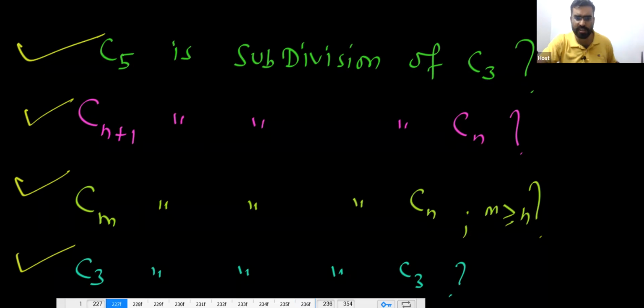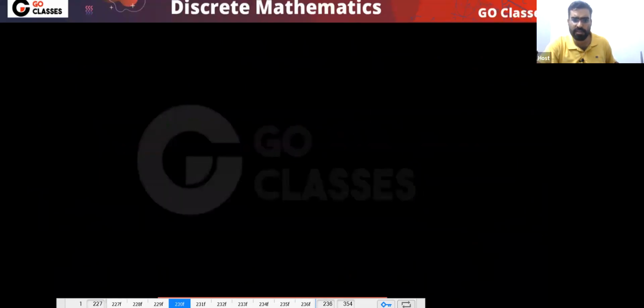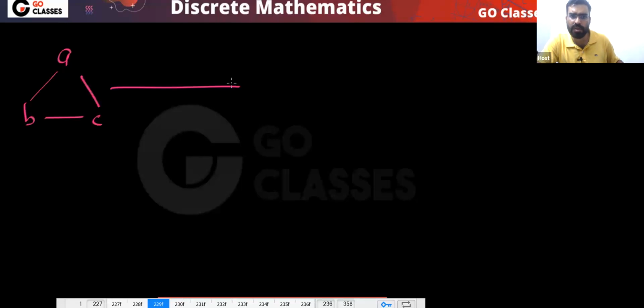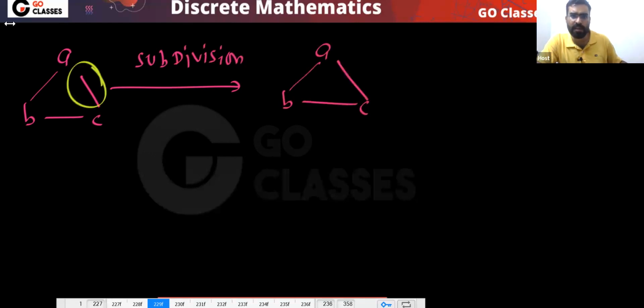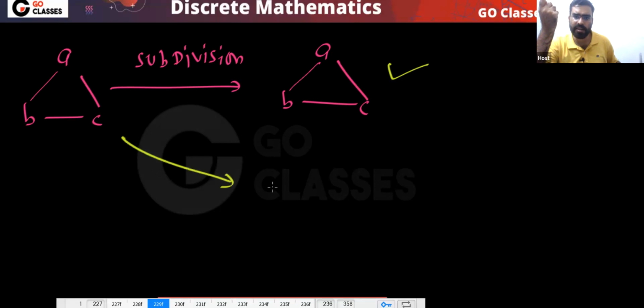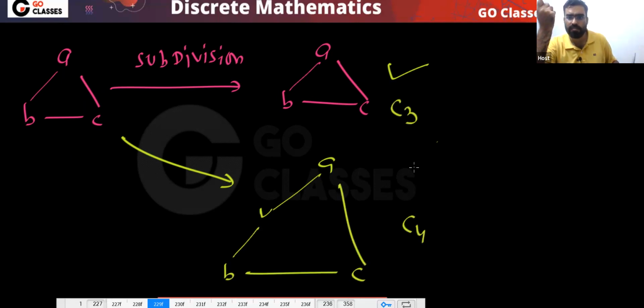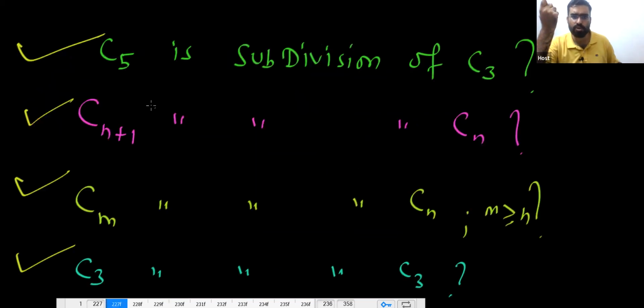Because C3 is a subdivision of C3. How? Tell me the reason. Don't subdivide. This is your C3, and if I do subdivision, then I can get C3. Yes, I can replace an edge with a path, because every edge is also a path. So this is C3. And I can get it like this also: V, B, C. This is your C4. Is this clear to everyone? So you can notice C5 is a subdivision of C3 and so on.